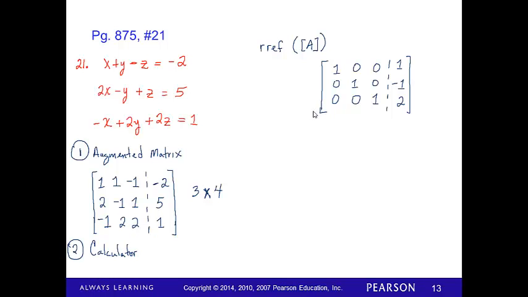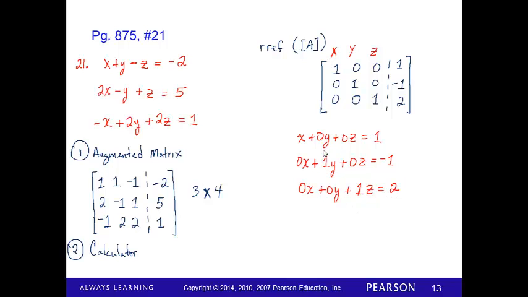Now we're not done with the problem. The next thing we have to do is write out the solutions for the variables, right? So remember, this is your x column, this is your y column, and this is your z column. So let's start with this first row. We have 1x, so I'm just going to write x, plus 0y plus 0z is equal to 1. And then underneath it we have 0x plus 1y plus 0z equals negative 1. And then we have 0x plus 0y plus 1z equals 2.